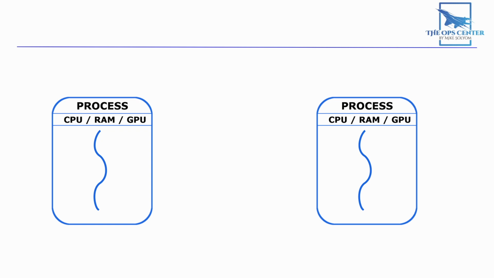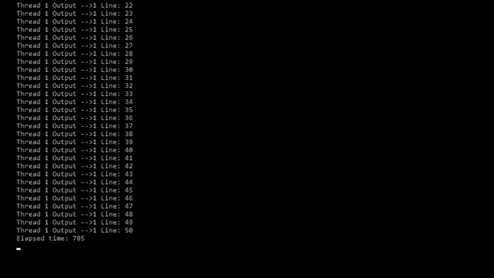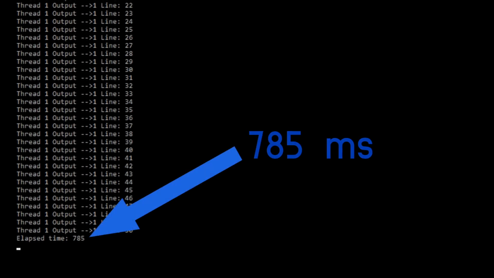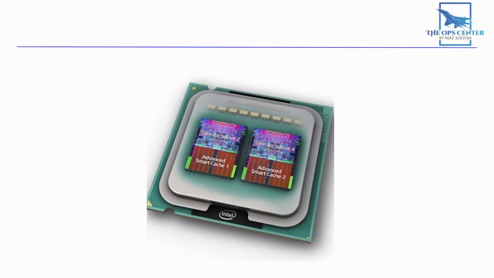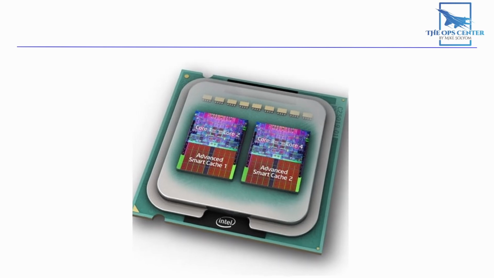So let's say we have a simple program that just updates something we'll call thread output with the number 1. In this case, it does it 50 times and writes it to the screen like this. This process takes 785 milliseconds to finish doing its thing. Now I want to take advantage of the extra cores in my CPU to make this program go faster.